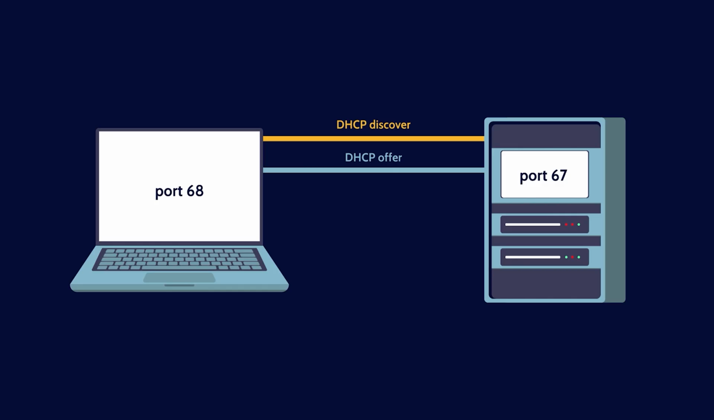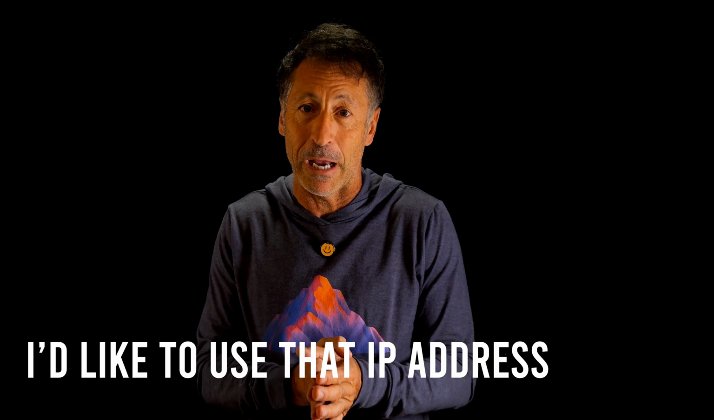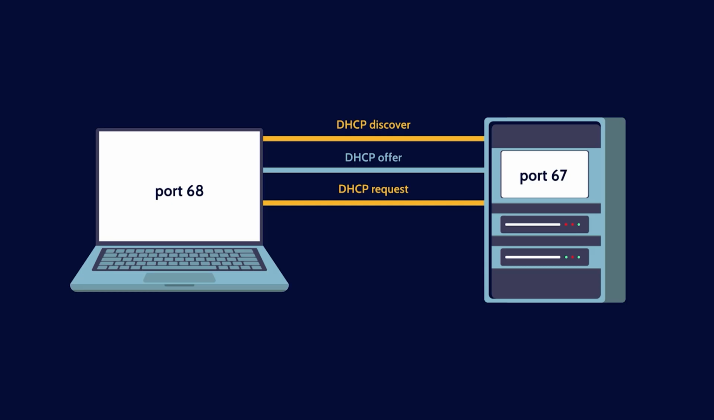Once the client receives the offer, it replies with a DHCP request message. This message serves as the client's way of accepting the server's offer, saying, I'd like to use that IP address, please. It also informs the server that the client is requesting that specific IP address, signaling that the offer is accepted. Finally, the DHCP server sends a DHCP acknowledge message, officially confirming the assignment of the IP address to the client. At this point, the configuration is complete and the client can begin communicating over the network using its newly assigned IP address.